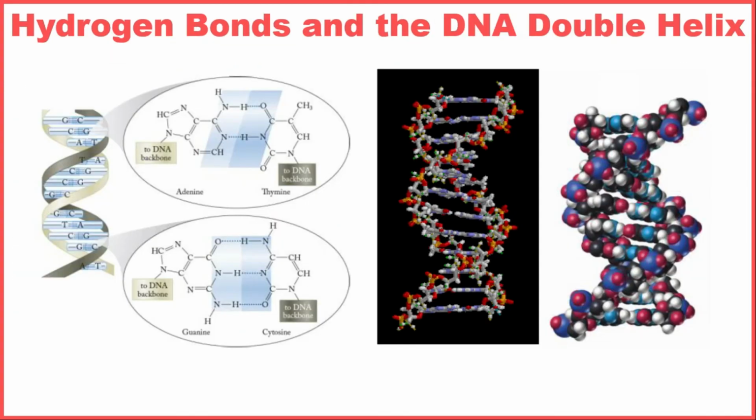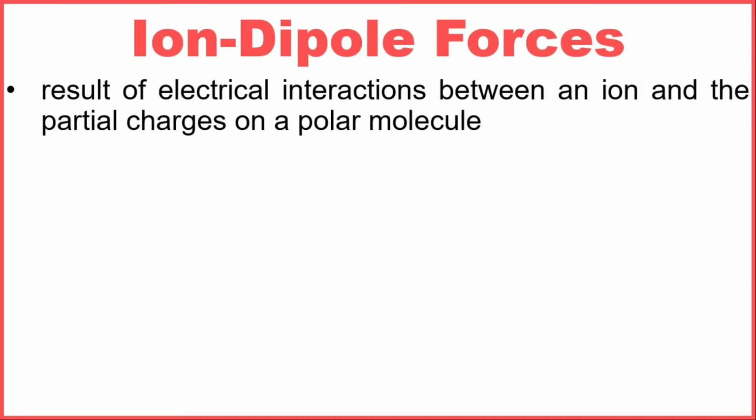DNA, or deoxyribonucleic acid, the molecule which encodes genetic information in living organisms, consists of a strand of sugar molecules called deoxyribose connected by phosphate groups. Now, each sugar has one of four bases attached to it. So the hydrogen bonds between the bases in the separate strands of DNA cause them to cling together in the famous double helix structure. Okay, lastly, we have the ion-dipole forces.